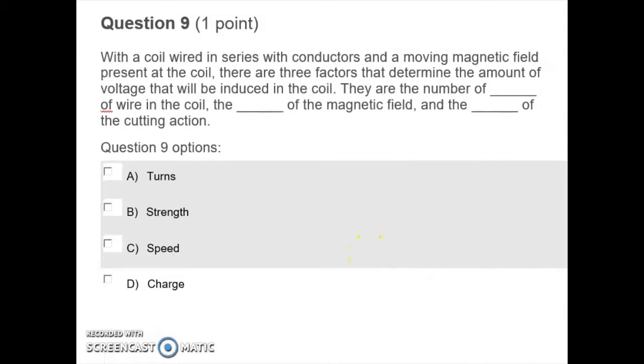And number 9, we've seen this a couple of times now. We talked about it in the lecture video. With a coil of wire, wired in series with conductors and a moving magnetic field present at the coil, there are 3 factors that determine the amount of voltage that will be induced in the coil. They are the number of turns of wire in the coil, the strength of the magnetic field, and the speed of the cutting action.